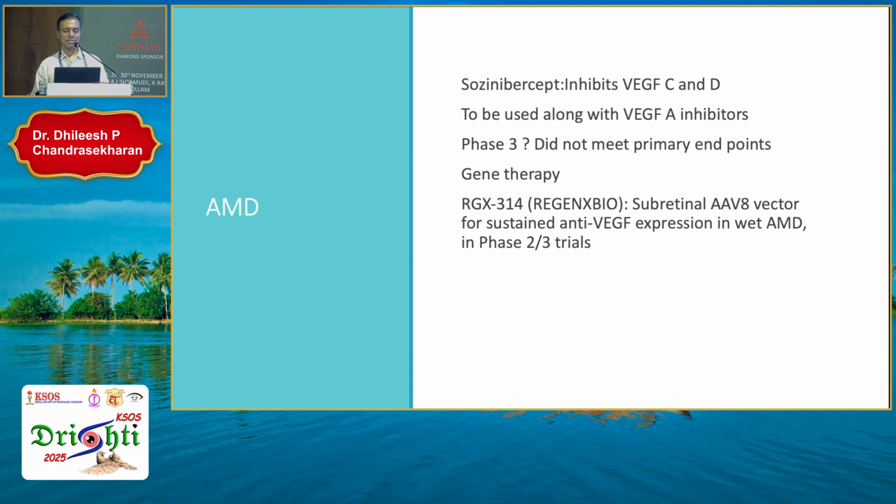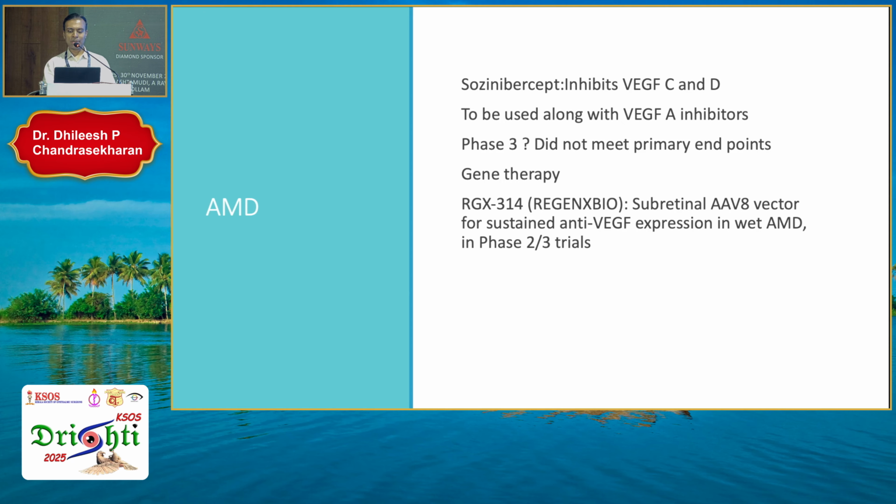Sozinibercept is another molecule which can bind VEGF C and D. So these are not the primary molecules, and it can be used as an adjuvant along with VEGF A inhibitors. Phase 3 trials, however, did not meet the primary endpoints. Further research is going on along these lines.